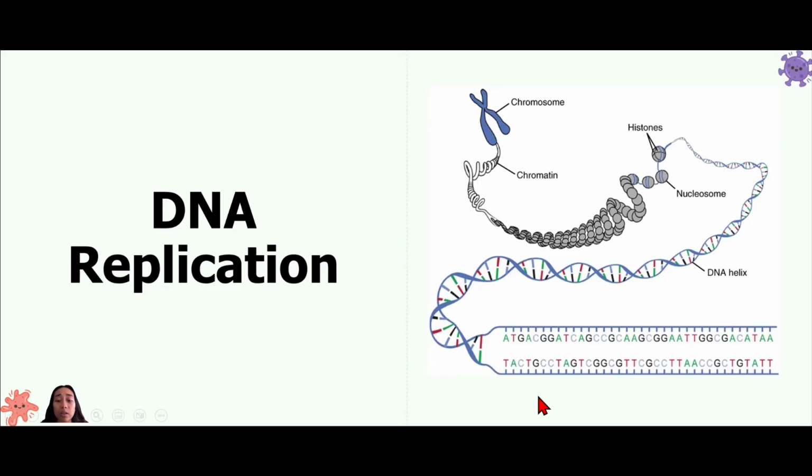Now, because of how precious DNA is, it carries all of the information that the cell needs. It is going to be very important that when it makes a copy of its DNA, that copy does not have any mistakes. And so in this video, we're going to be learning about how a cell makes a copy of its DNA and avoids, obviously, making any mistakes.